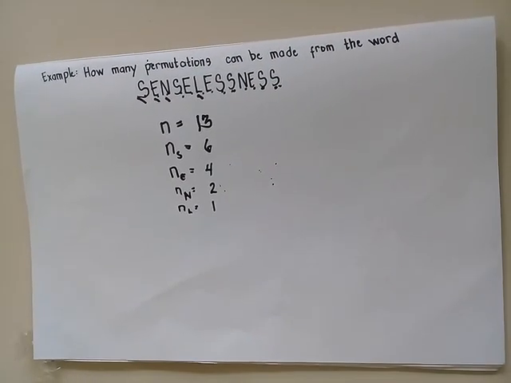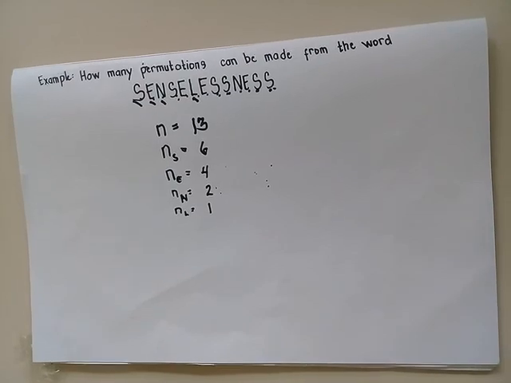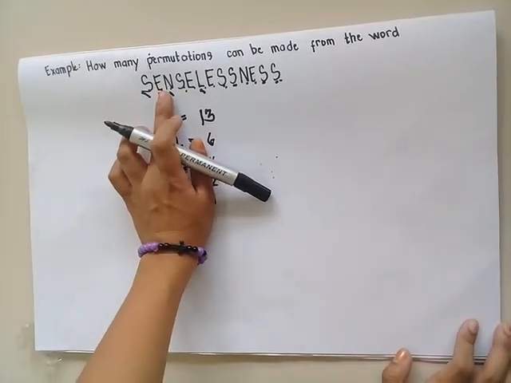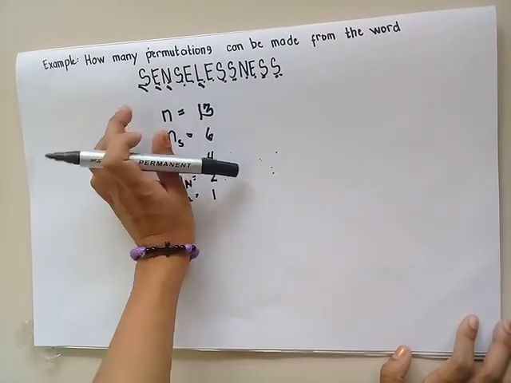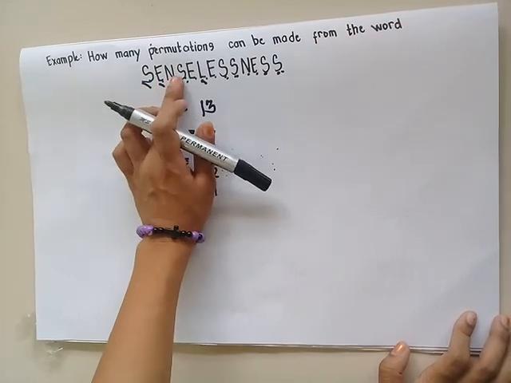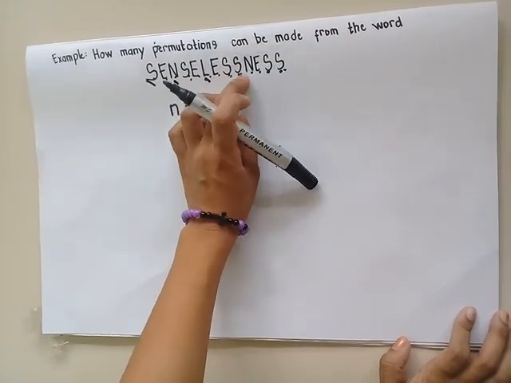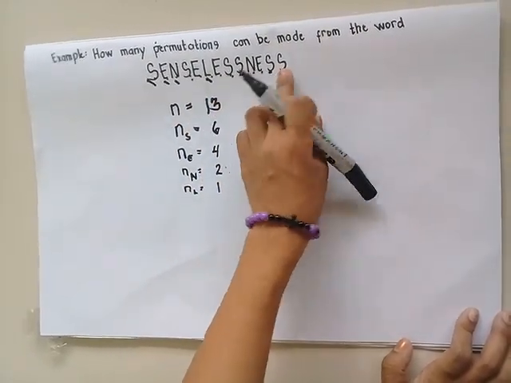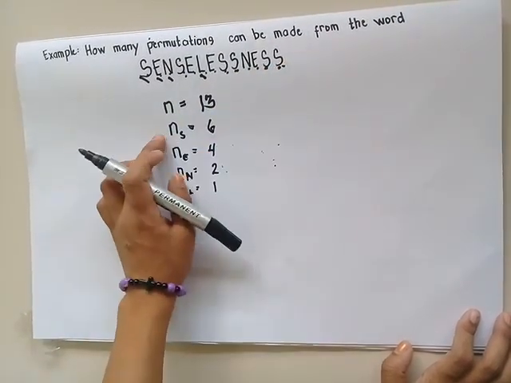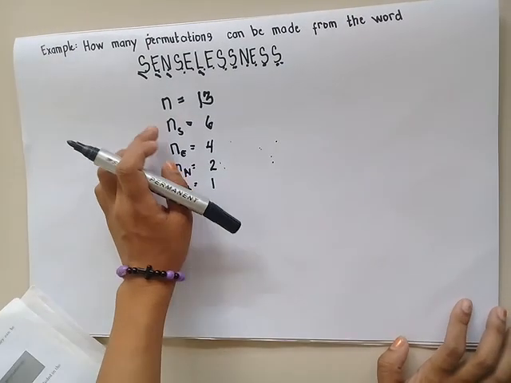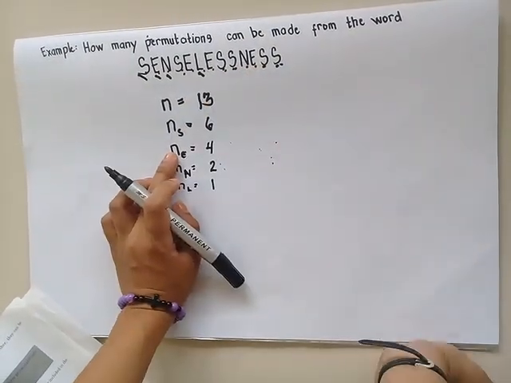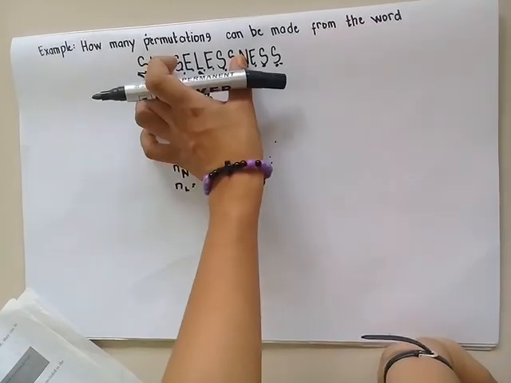For example, how many permutations can be made from the word senselessness? So we have the unique letters S, E, N, and L. So our n, the number of all letters, we have 13: 1, 2, 3, 4, 5, 6, 7, 8, 9, 10, 11, 12, 13. So the number of S is 1, 2, 3, 4, 5, 6. We have 6 S. And the number of E is equal to 1, 2, 3, 4. We have 4 letter E. And N, we have 2 letter N.